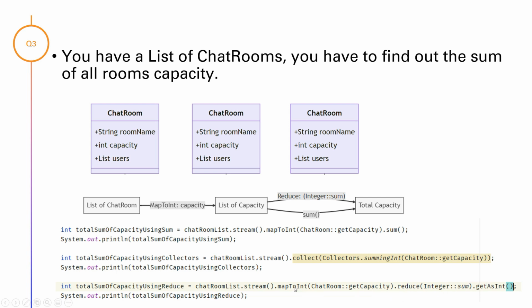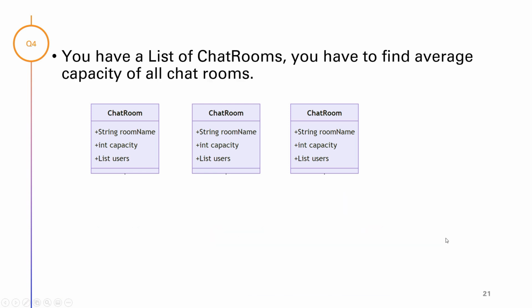So just provide the stream of elements to the reduce, and I can apply integer reference to some method, then I can get a value. So a reduce can be useful to get a sum as well.